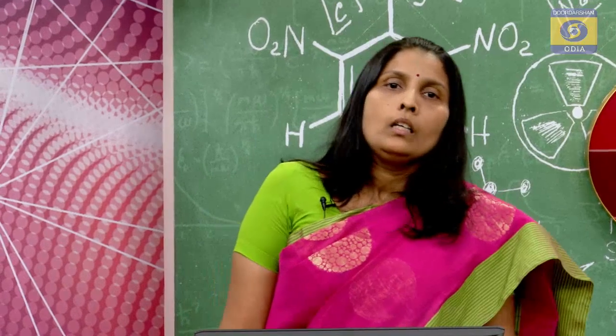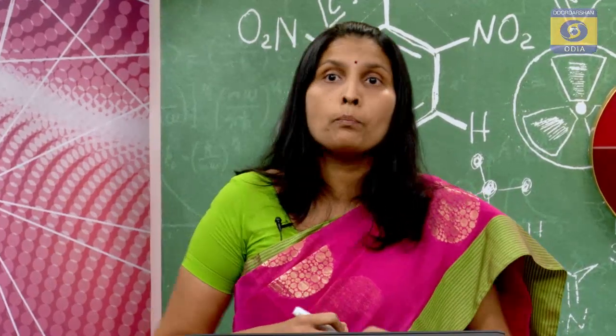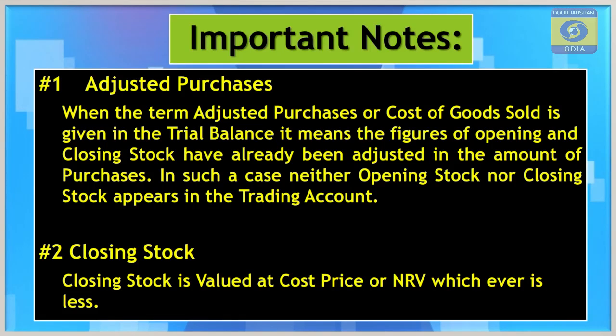That is, if you come across the term adjusted purchases, or cost of goods sold, given in the trial balance, it means that the figures of opening and closing stock have already been adjusted in the amount of purchases. In such a case, neither opening stock nor closing stock appears in the trading account. And remember that if closing stock is given to you with 2 values, cost price value and also the market price or the net realizable value, then we will have to take whichever figure is less.